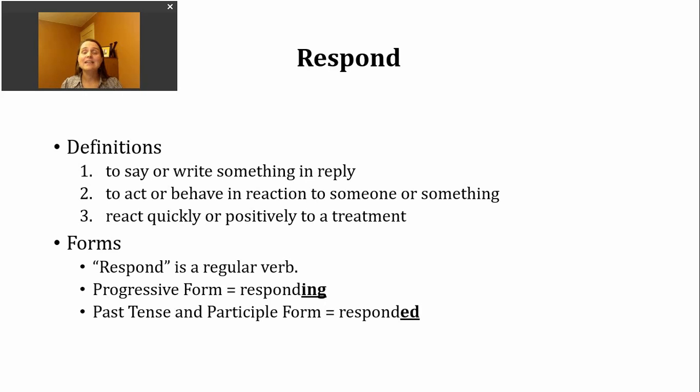Respond is a regular verb. To make the progressive tense, all we need to do is add ing to form responding. To make the past tense and participle forms, we're going to add ed. Since the verb respond ends with a d or d sound, the ed is going to make an id sound. Responded, responded.